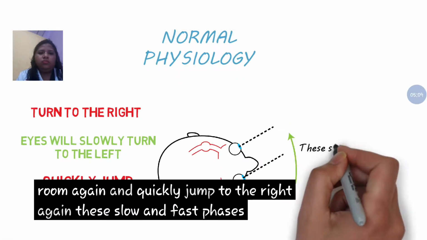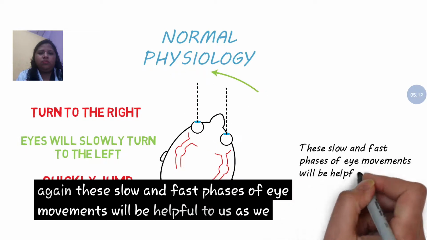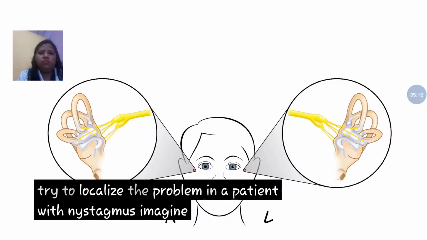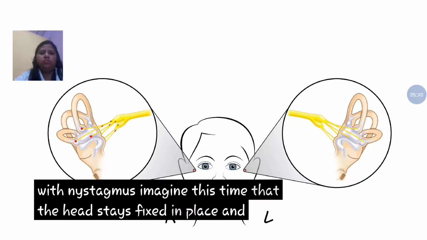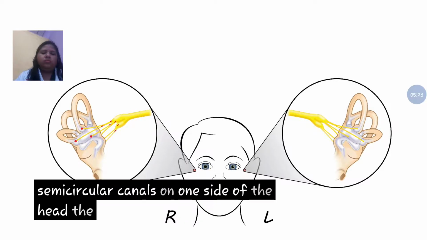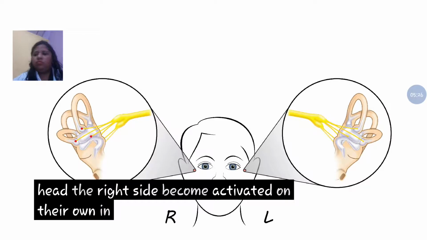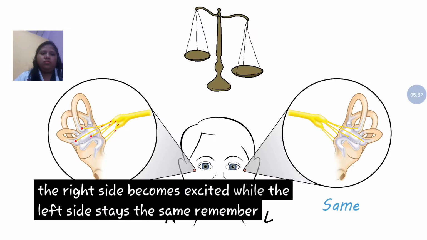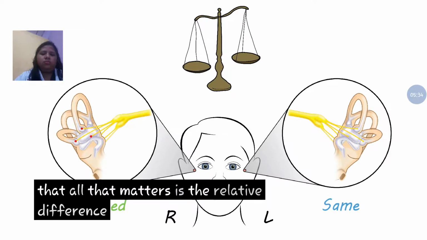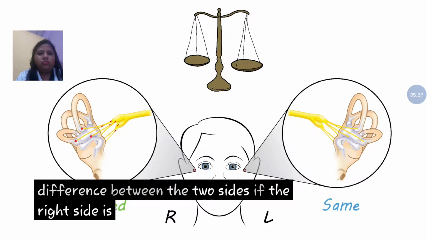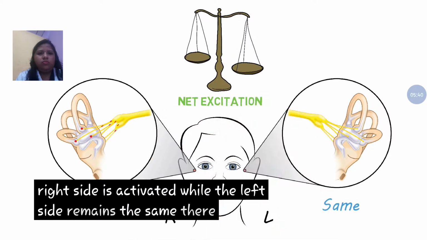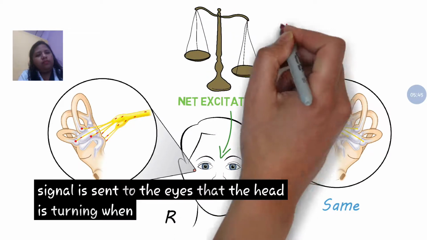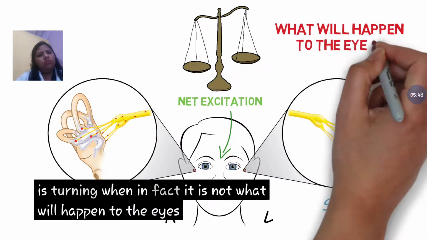These slow and fast phases of eye movements will be helpful to us as we try to localize the problem in a patient with nystagmus. Imagine this time that the head stays fixed in place and the semicircular canals on one side of the head, the right side, become activated on their own in the absence of head turning. The right side becomes excited while the left side stays the same. Remember I said that all that matters is the relative difference between the two sides. If the right side is activated while the left side remains the same, there is a net excitation on the right side and a signal is sent to the eyes that the head is turning when in fact it is not. What will happen to the eyes?